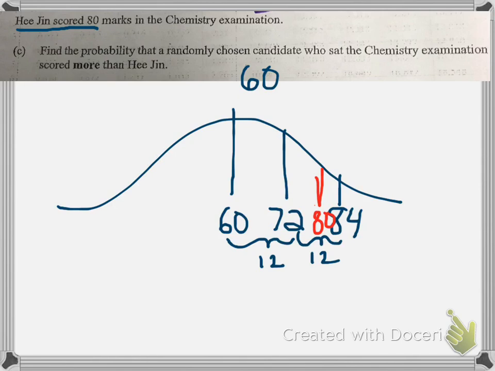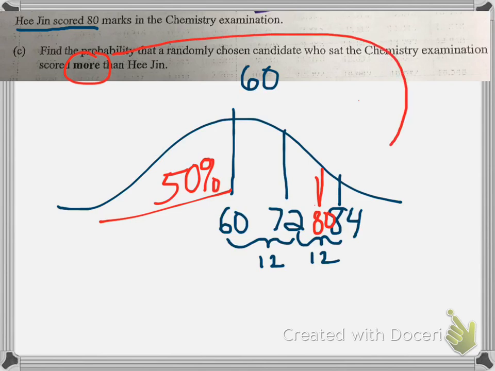Now we know that this is 50% over here, to the left of 60. And it's saying more than Heejin, so that would be this area above, to the right of 80. I'm guessing 10%, 5%. It's going to be small though, because she is almost 2 standard deviations from the mean, but not quite. So what we're going to do is find her z-score for 80.